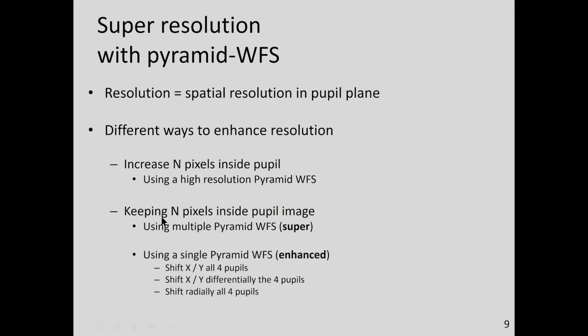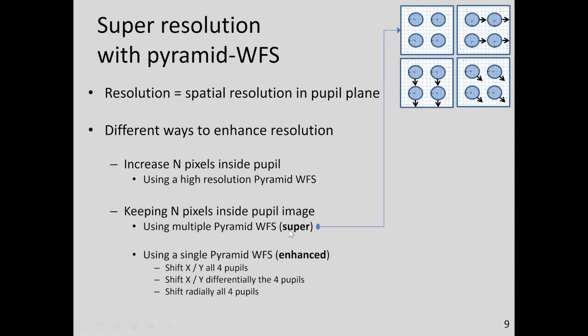Another way, which is then just keeping the number of pixels in the pupil, but using multiple pyramid wavefront sensors, each of them shifted one with respect to another. This is what Carlos introduced as the super resolution. So there would be, in this case, 4 pyramid wavefront sensors, each of them with its own detector, and we shift globally the 4 pupil images on each of the detectors to bring this super resolution.